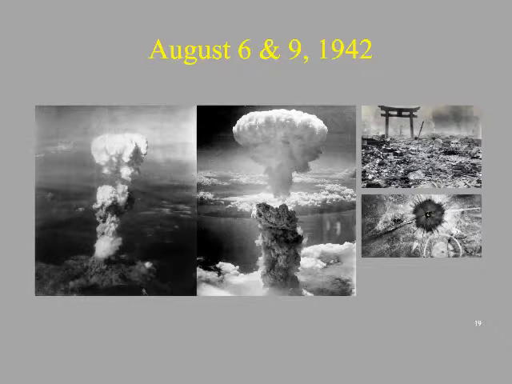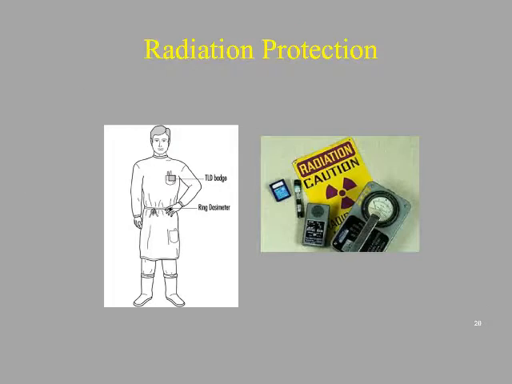The game changer is August 6th and 9th of 1942 with the use of nuclear weapons by the United States government on Japan. When the whole world saw the power that was there latent in the atom, all of a sudden, immediately following that, we have the first radiation protection measures. So tolerance dose gets thrown out the window immediately after that.